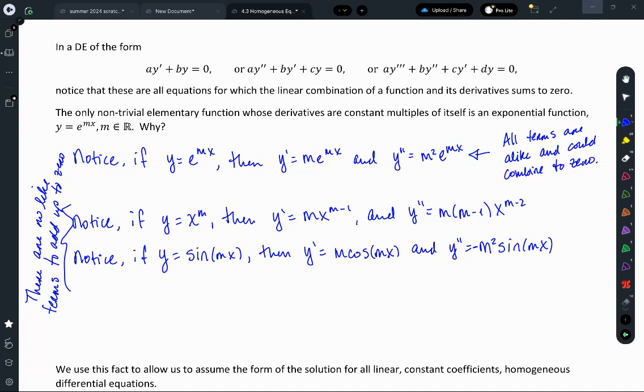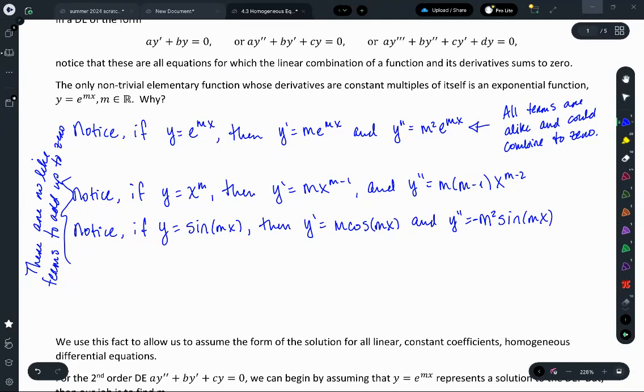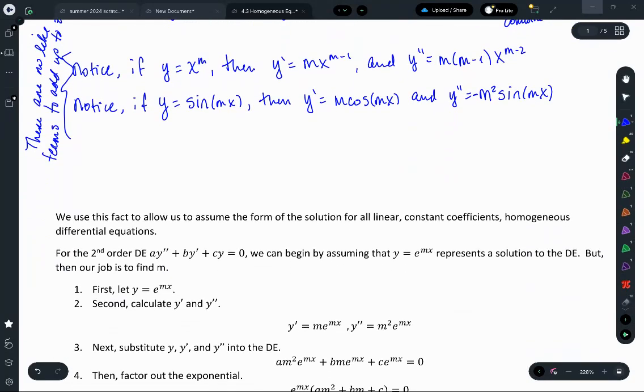Okay, so this is how we want to think about our differential equations. Some might call it a guess. It's not a guess. It's very educated. We know our functions. We know their derivatives. Okay, so we're going to use this fact to allow us to assume the form of the solution for all linear, constant coefficient, homogeneous differential equations.